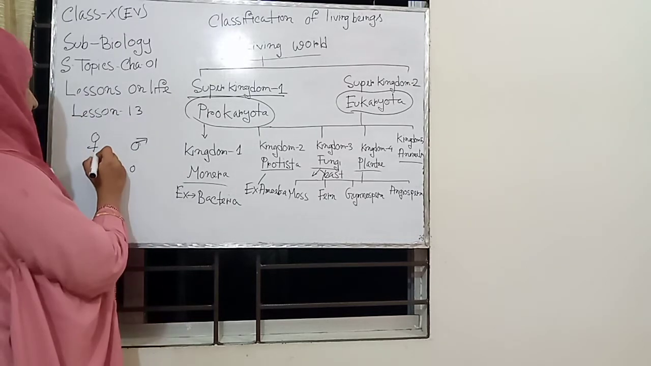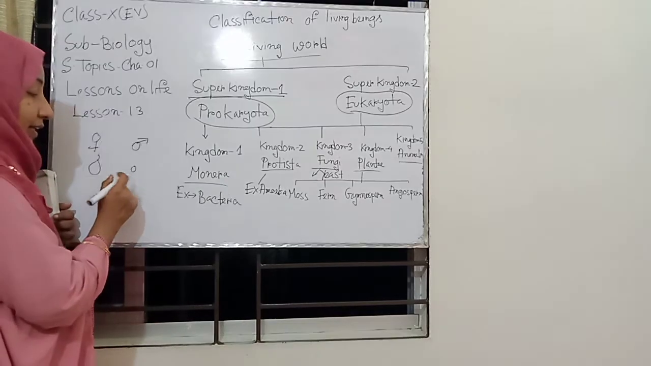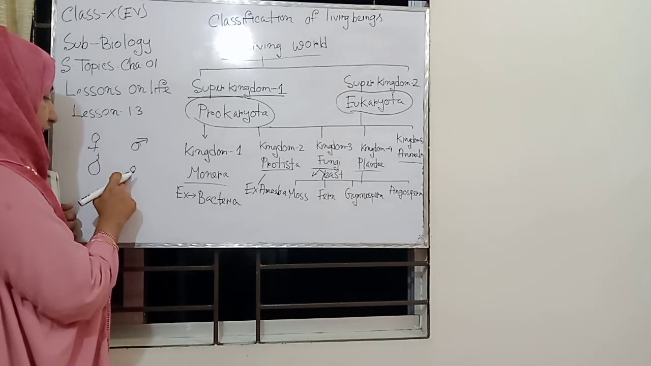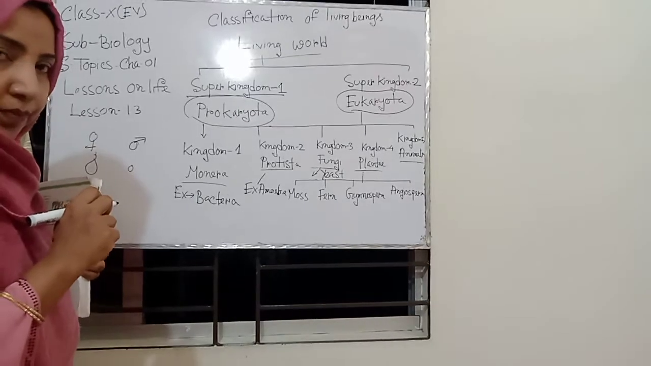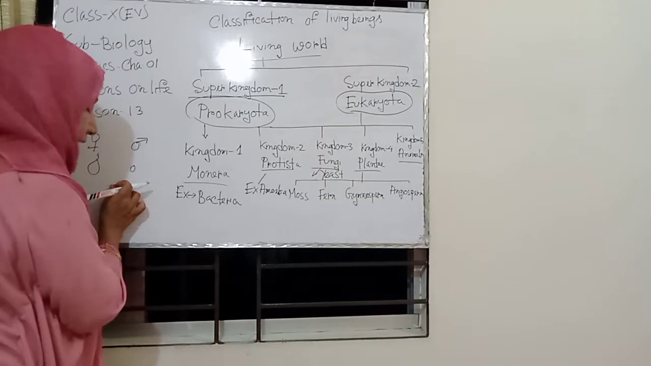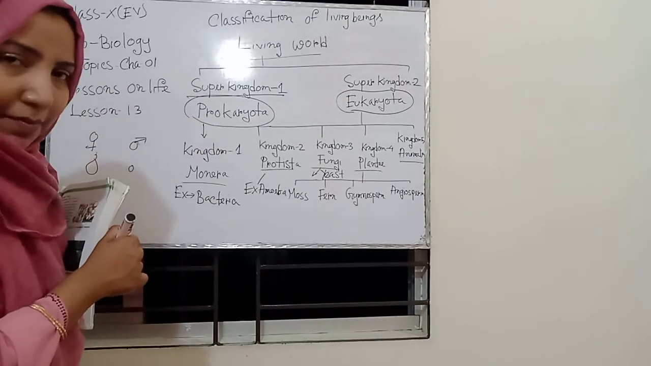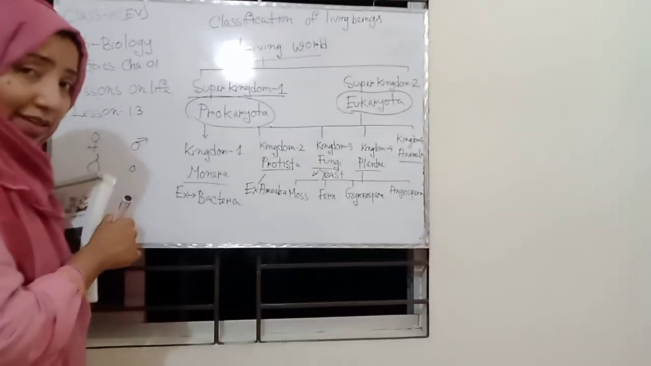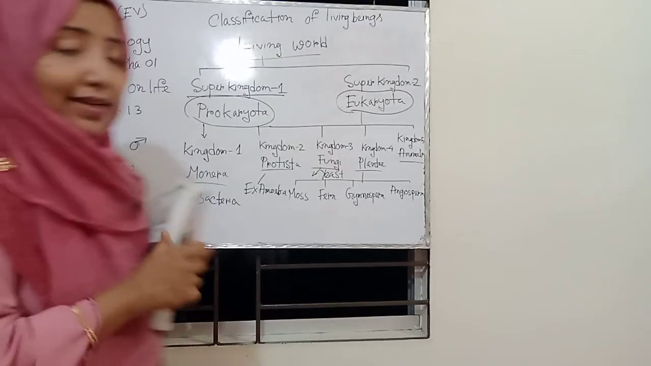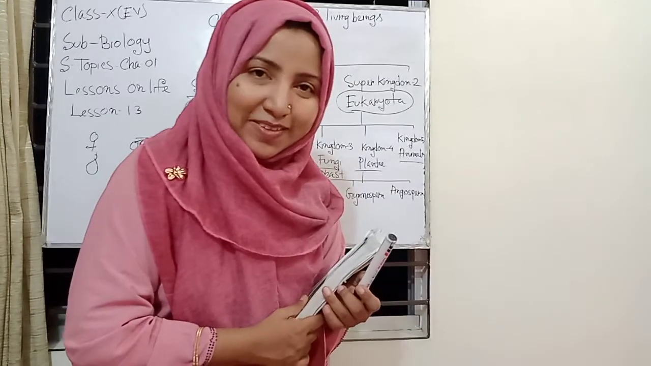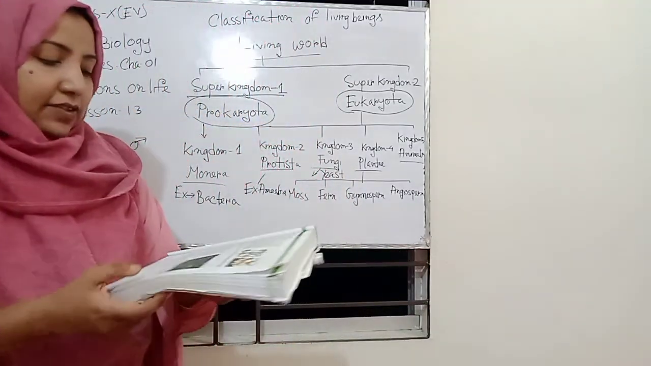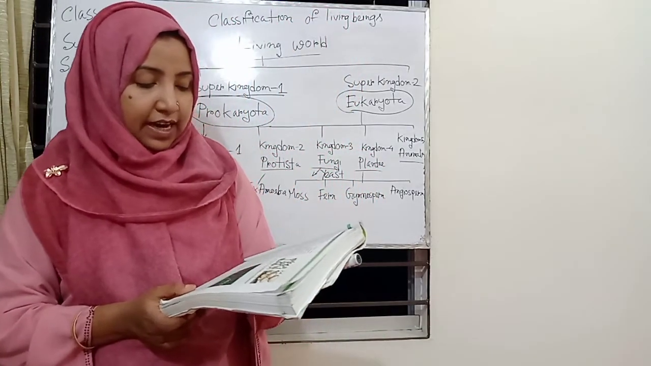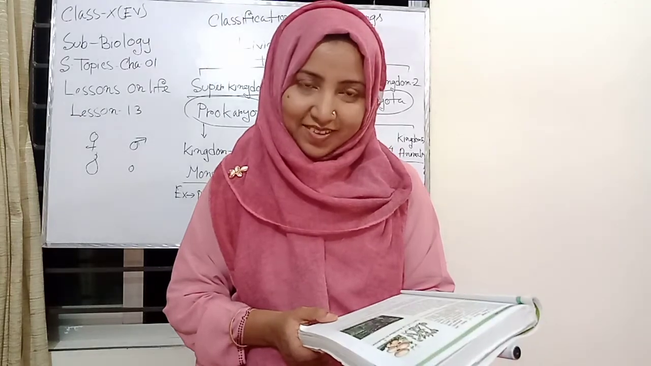Here's the female structure, the gamete is large, and the male gamete is small. It's the big shape and also the small shape. When they link, they form the zygote. Here's the formation of zygotes. I also explain the other name, oogamous. The sexual reproduction which happens by union of structurally and physically different gametes.